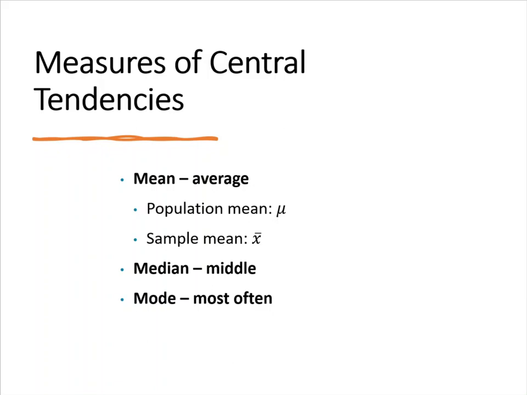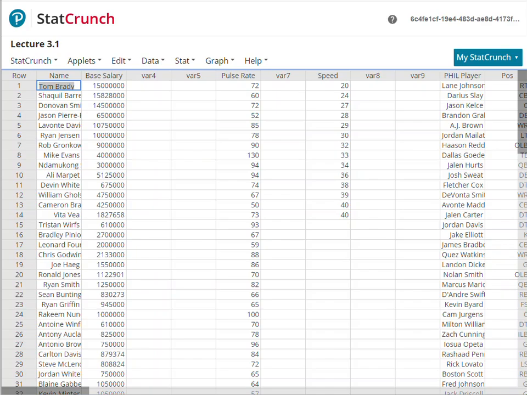Let's take a look at an example in StatCrunch that's going to help us illustrate all three of these measures of central tendency. Here I have a data set which is going to give me the salary for the Tampa Bay football team. This data is from 2021, and that's because I happen to recognize some of the names off of it. This is when Tom Brady was playing for them and they went to the Super Bowl. There's another name in here that I recognize, Rob Gronkowski.